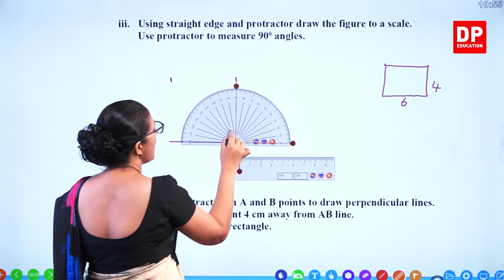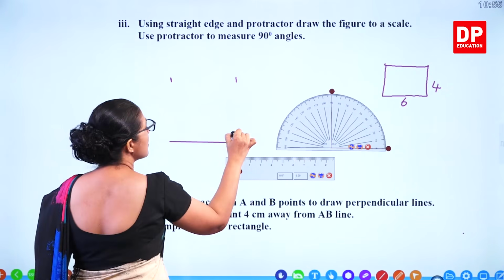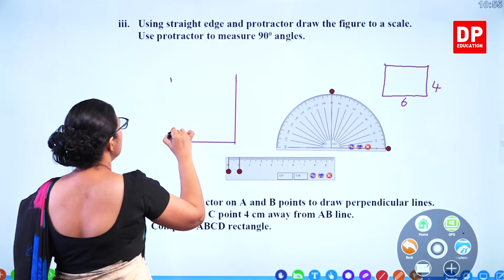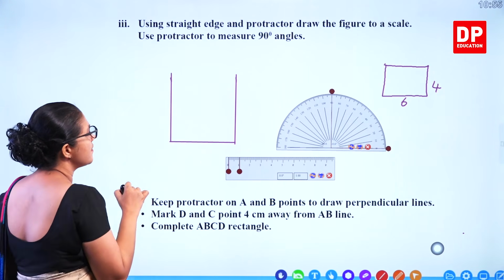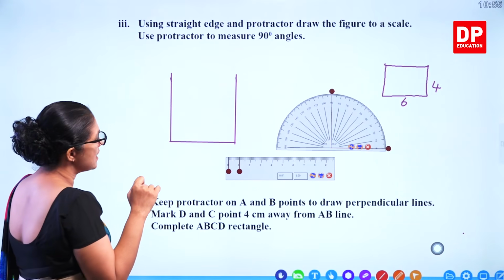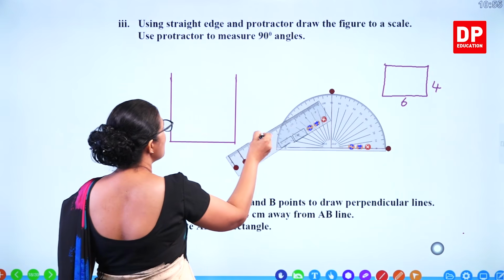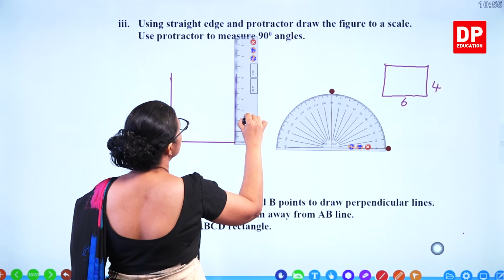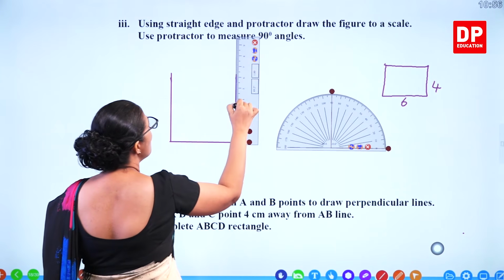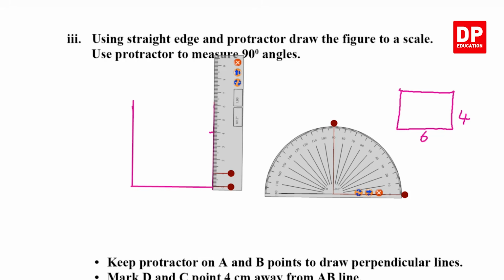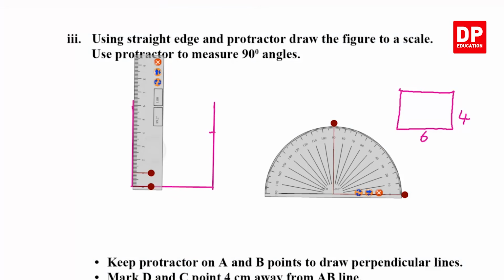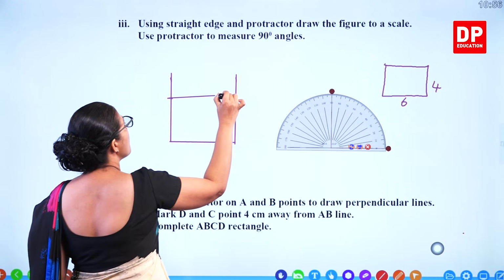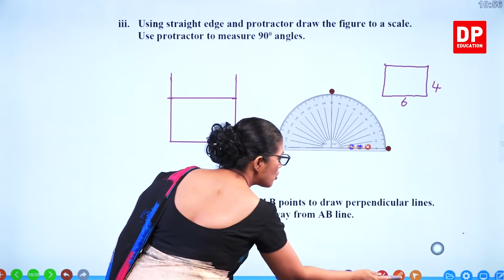So here and here. Now you can take the ruler, connect this edge with here. That's a 90-degree angle. This edge with here, that's 90 degrees. And now we have to measure 4 centimeters. 4 centimeter length, we can use the ruler and measure 4 centimeter length. Here, 4 centimeter length here. So here and here, 4 centimeter length. Now you can connect these two points. So that's the rectangle drawn to the scale.